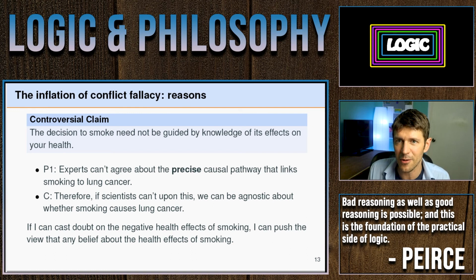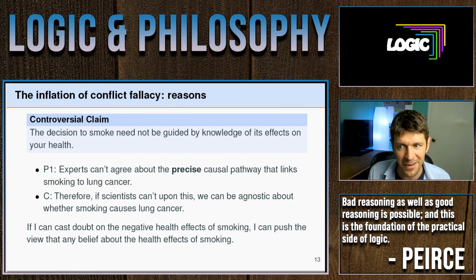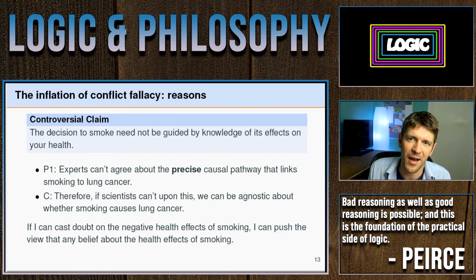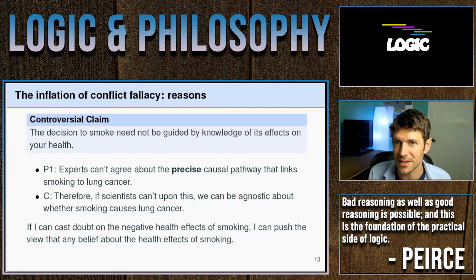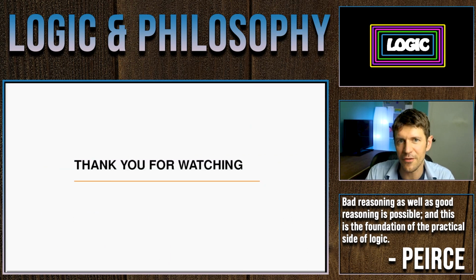And so since they can't agree upon precisely what it is about cigarettes that causes lung cancer, we can conclude that they don't really have knowledge that cigarette smoking causes lung cancer. And so you should be agnostic about it. Maybe it does, maybe it doesn't, but that's for you to decide, not for these health experts. So we were able to cast doubts on the negative health effects of smoking simply by using this inflation of conflict fallacy. So this was the inflation of conflict fallacy.